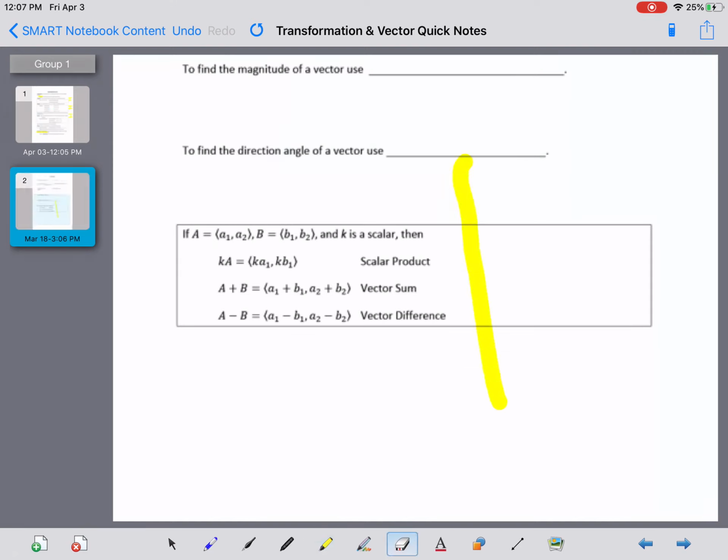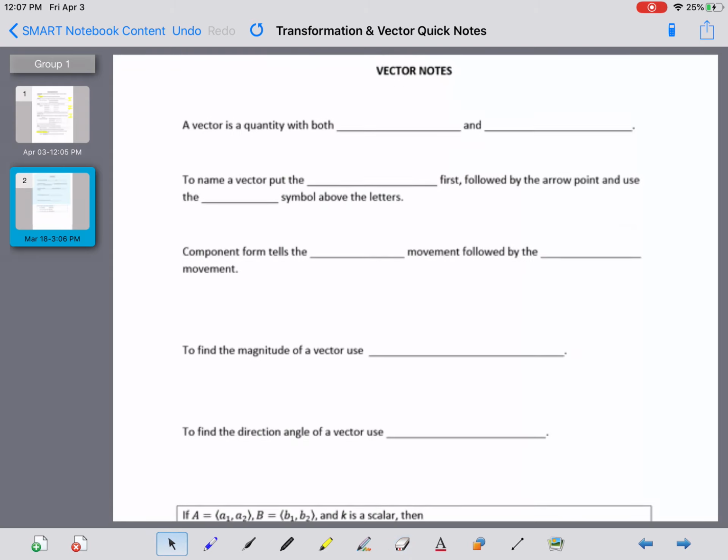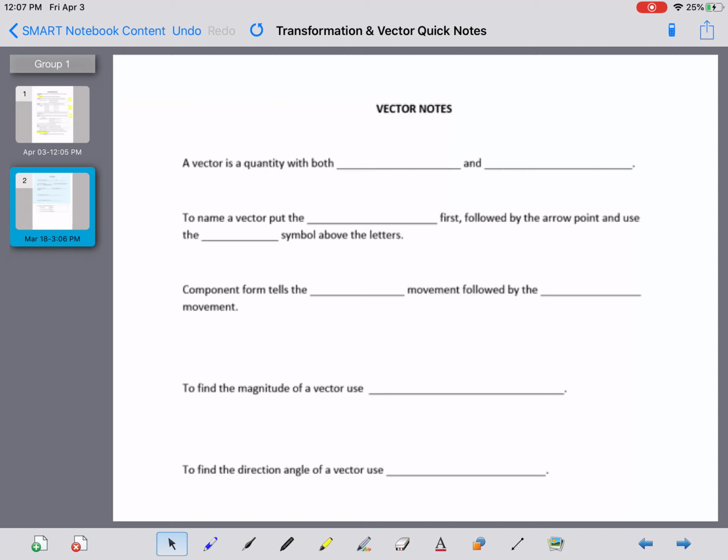Let me erase that mark I just made. All right, vectors. So hopefully you watched that little video clip and enjoyed it. It's a lot more fun to show in class and helps us all remember what the two parts of a vector are. So just writing them down here, a vector is a quantity with both magnitude and direction.